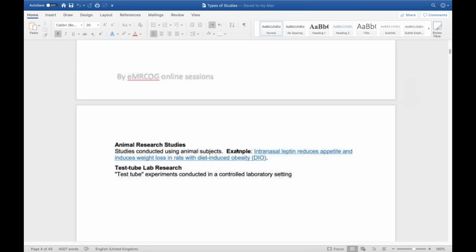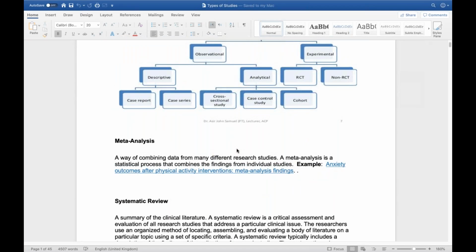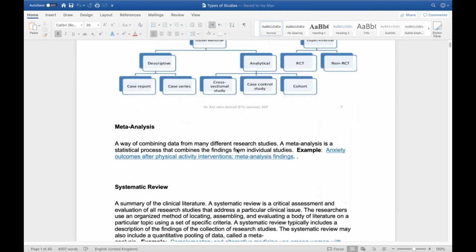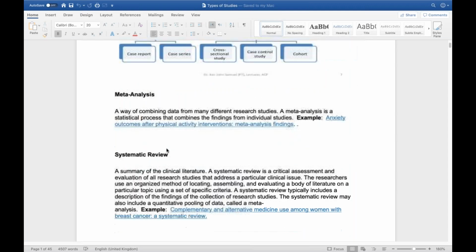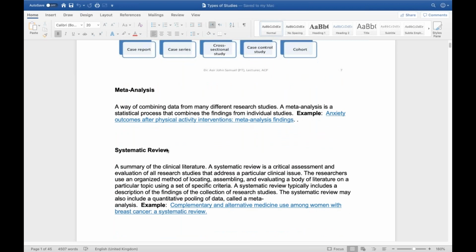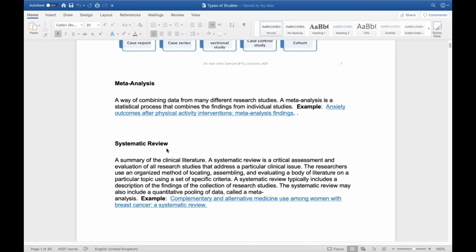Okay, so let's go through what they wrote here about these studies, just as a quick revision of what we said. They spoke here about meta-analysis and systematic reviews, and we haven't spoken about this yet. Do you know what a systematic review is?